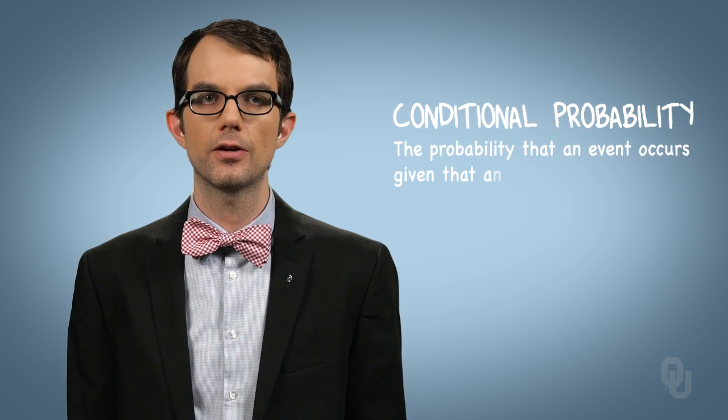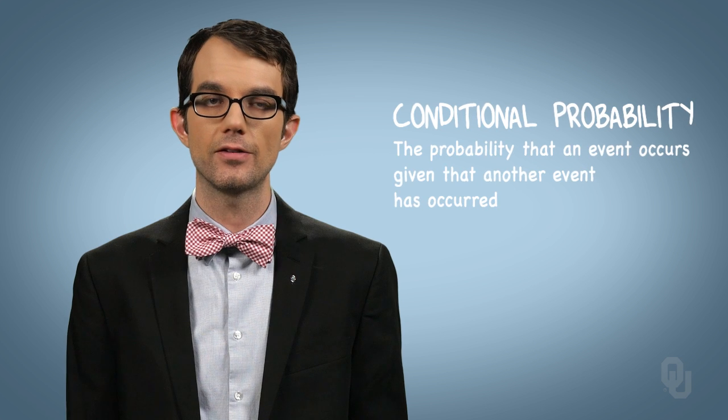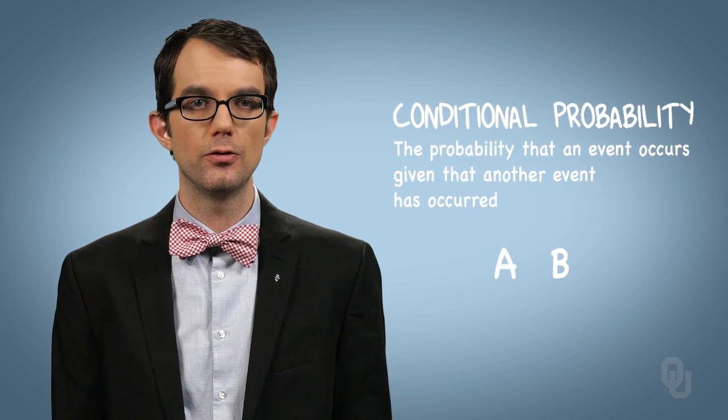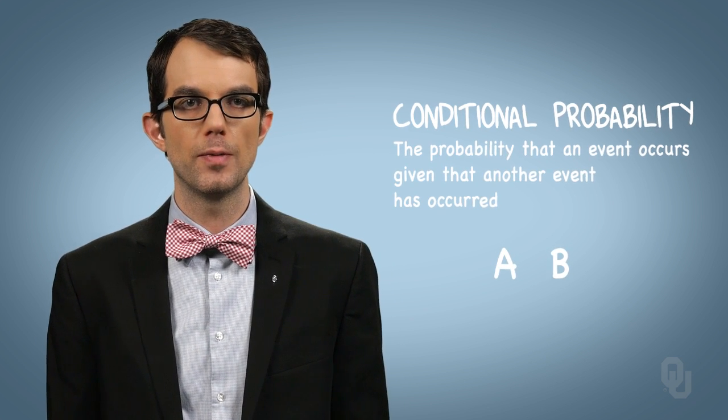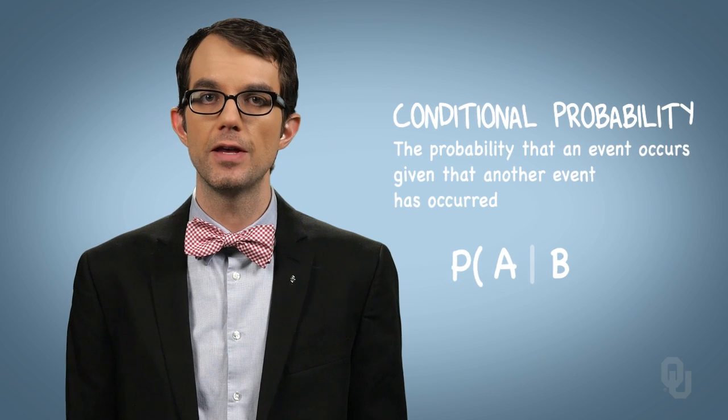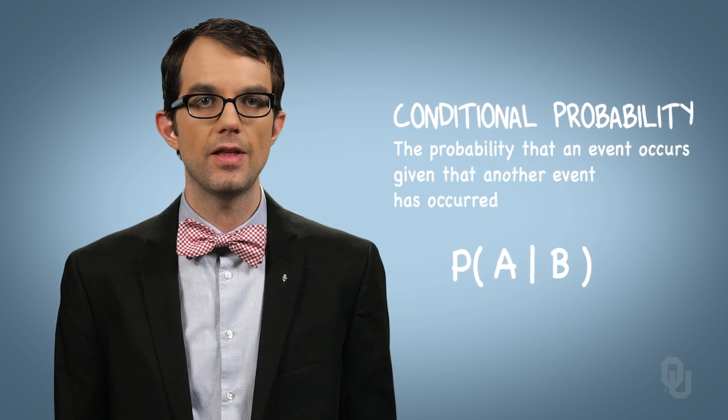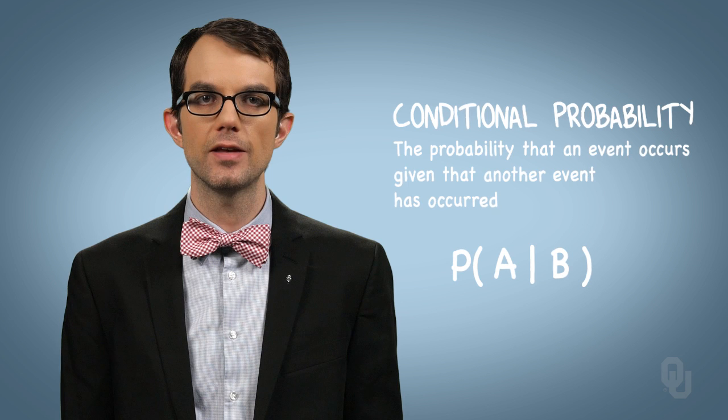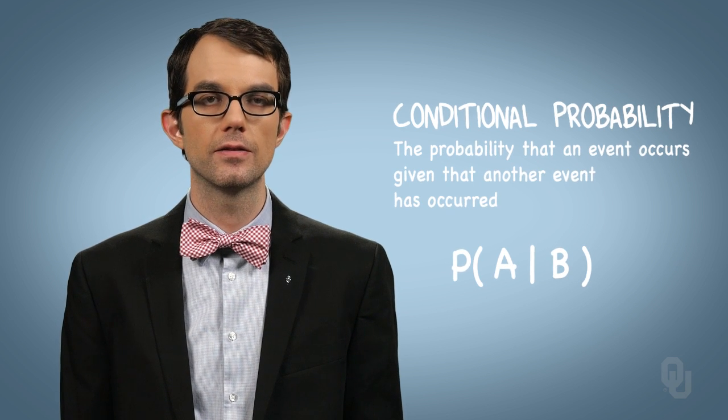We previously discussed the definition of a marginal probability, which was simply the probability of a single event with no consideration of any other events occurring. In this video, we'll discuss a conditional probability, or the probability that an event occurs given that another event has occurred. If A and B are two events, the conditional probability of A given B is the P of A given B. That is, given that we know that B has occurred, what is the probability that A will occur?